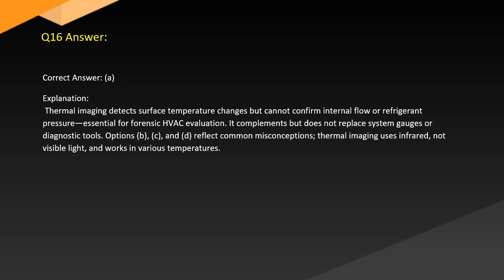Answer. Correct answer: A. Explanation: Thermal imaging detects surface temperature changes but cannot confirm internal flow or refrigerant pressure. Essential for forensic HVAC evaluation, it complements but does not replace system gauges or diagnostic tools. Options B, C, and D reflect common misconceptions. Thermal imaging uses infrared, not visible light, and works in various temperatures.